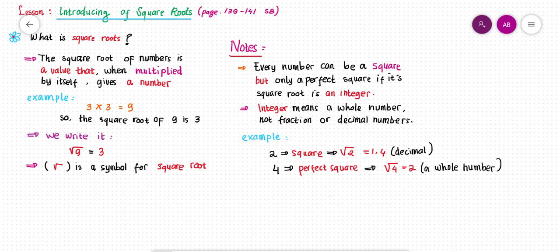But 4 is a perfect square because the square root of 4 is 2, a whole number. So a perfect square is actually a whole number, and it comes from multiplying two numbers together to get a whole number. This means an integer. Okay, kids, now we continue to the example in your book.